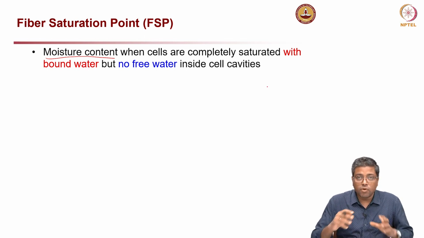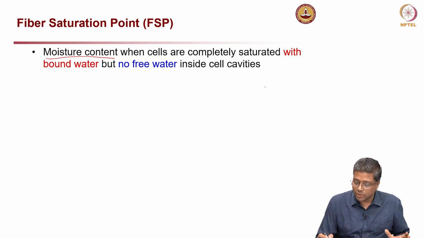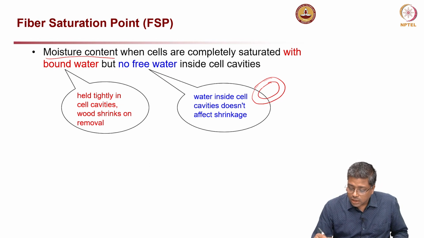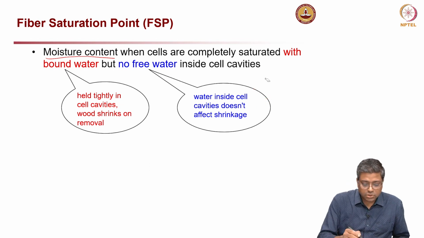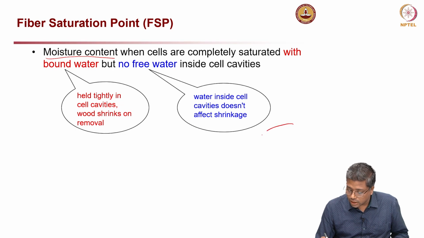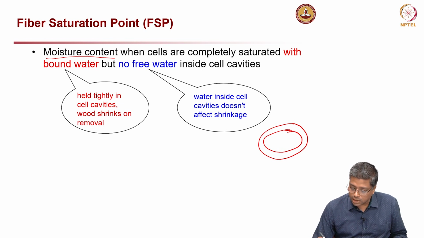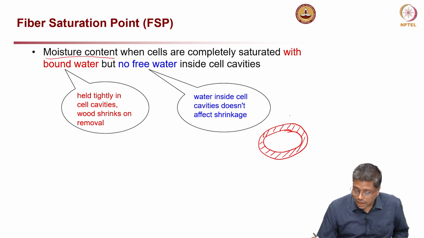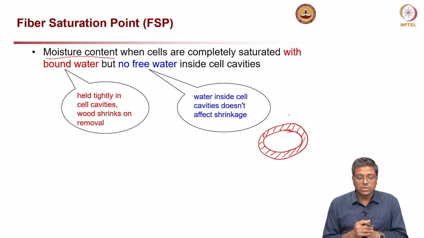So, the cell walls, let us say this is the cell wall. Let me draw it again. It says cell cavities, assume that this is a wood cell, and this is the cell wall. Now, the water is held tightly in the cell walls, and wood shrinks on its removal.